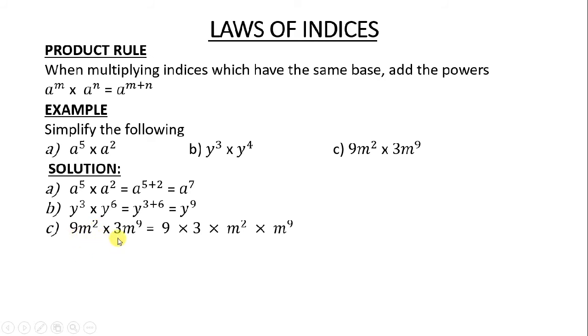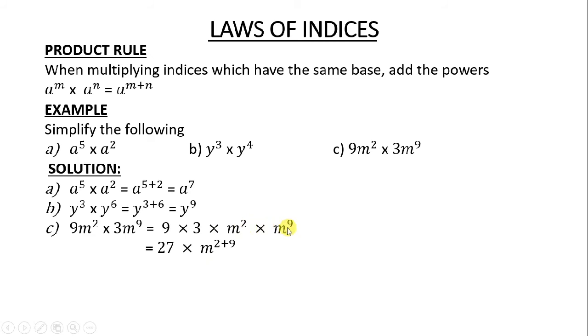We have 9m squared times 3m to the power 9. So when you are given numbers, what you are supposed to do is group the numbers and multiply the numbers on their own. So we have 27m squared times m to the power 9. When you multiply 9 times 3, you get 27.